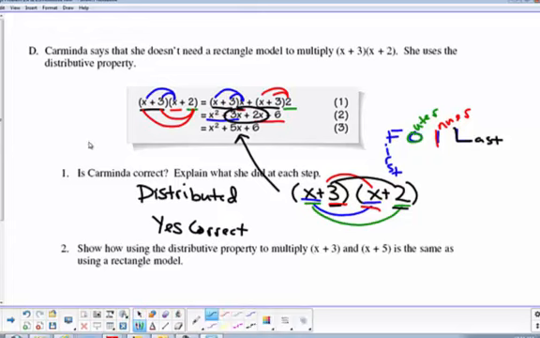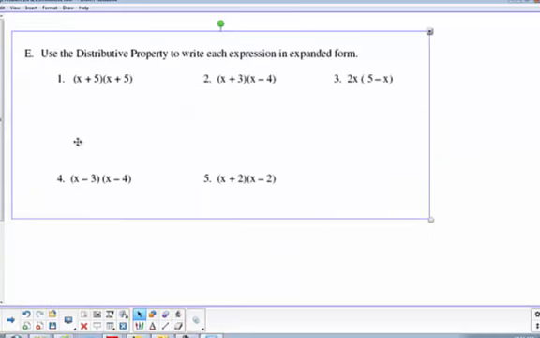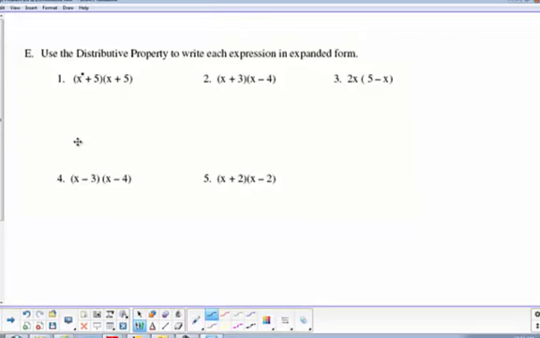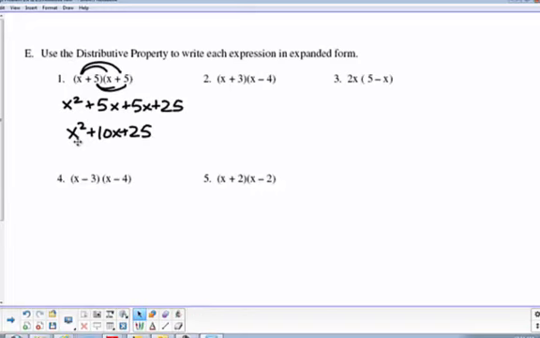We're going to skip number 2 because I actually just did it above. So we're not going to necessarily draw a box right now, and we're just going to distribute. X squared plus 5x plus 5x plus 25. Why don't you go ahead and pause right now and try the next one, and you can do this for each of them and see if you're getting the right answer on your own. I'll keep going.